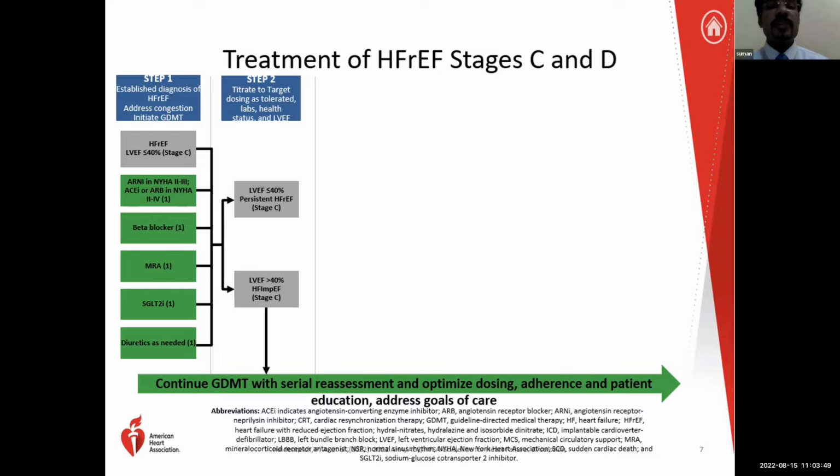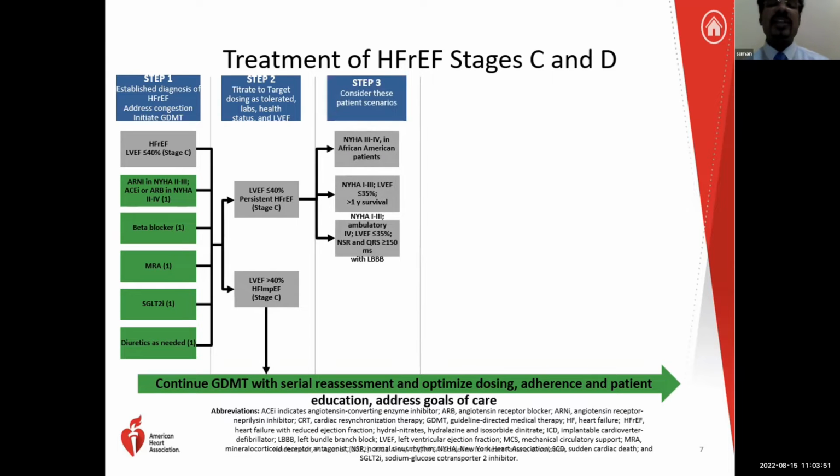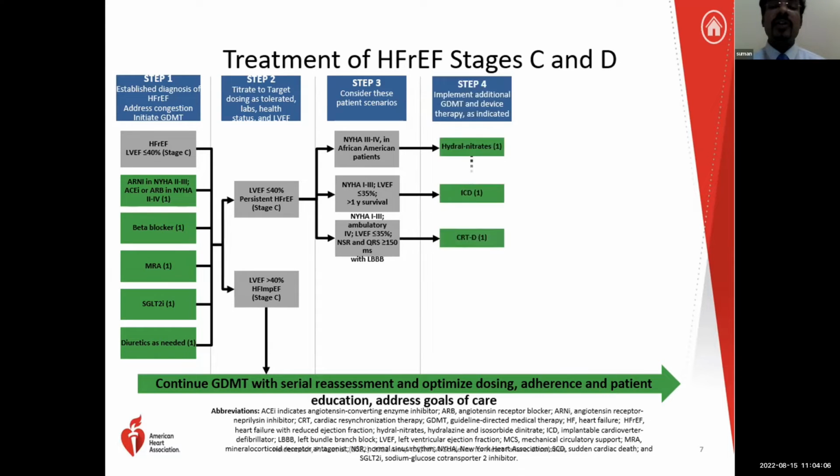Then coming to step 2, we have to titrate to the maximum tolerable doses of the drugs. Then coming to step 3, here we have to consider these patient scenarios. We have a lot of trials regarding this. If any African Americans, especially in class 3 to 4, it has been shown that nitrates along with hydralazine have some benefit. So here definitely it depends on the clinical scenarios of the patients.